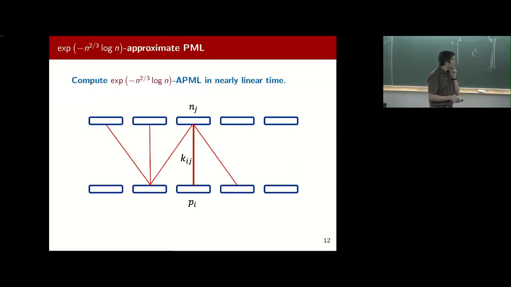Okay, so here's how we're going to do this. I'm going to give you a bird's eye view of our first result, which got an exponential in n to the 2/3 log n. Okay, so how does this result work?